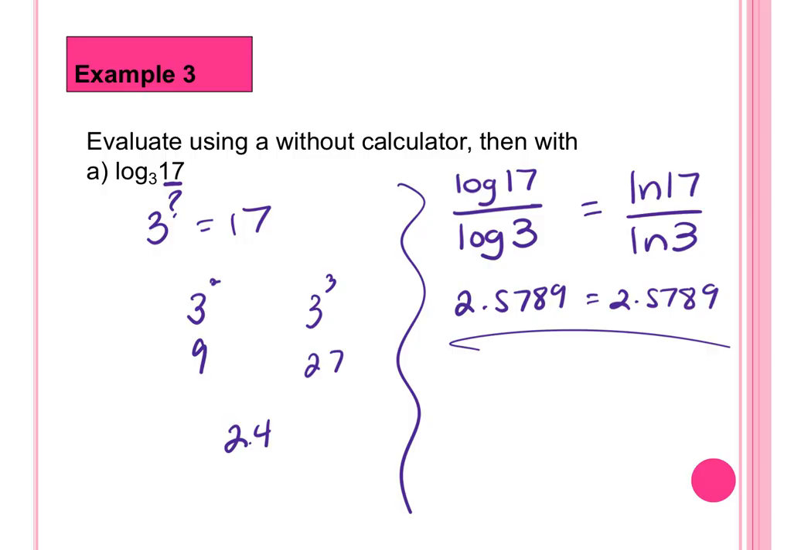If it's closer to the 9, we have to be below. If it's closer to 27... Well, it's 2.57. That would be close. It is closer to the 9, if we're estimating without the calculators.